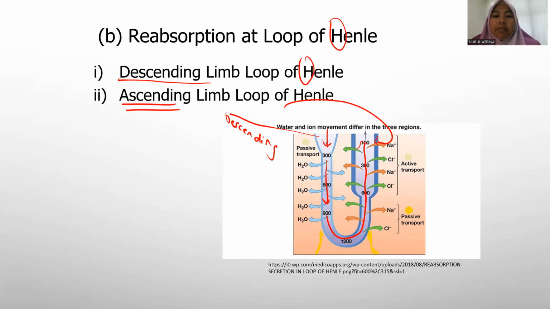Water and ions move differently in this region. We are going to discuss what happens during the reabsorption process at the loop of Henle in the next video. See you in the next video.